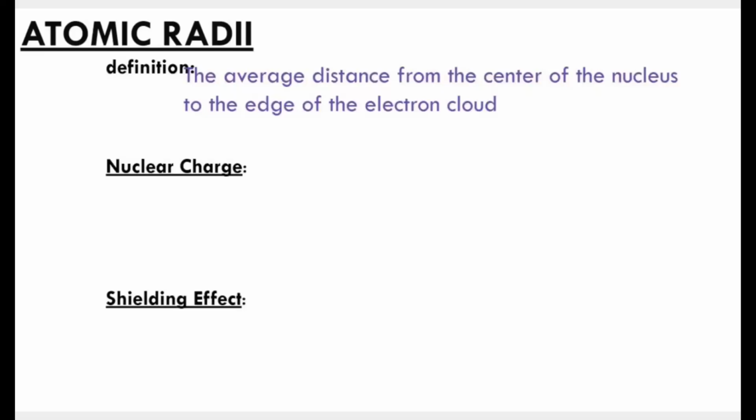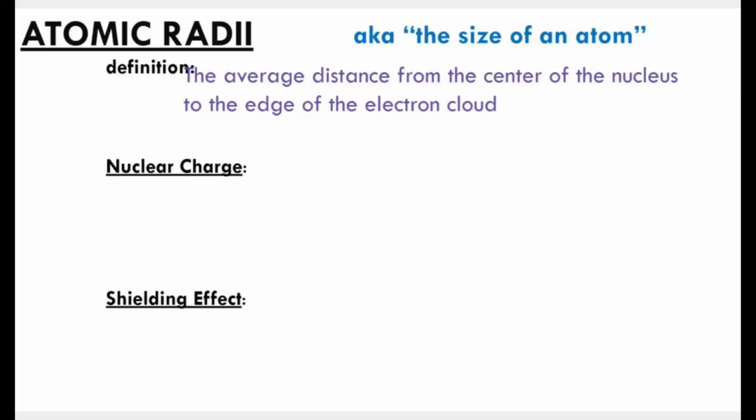That's going to be our main focus for how to do these trends using elements, but first we need to understand a little bit more context. So what is atomic radii or radius? It is the average distance from the center of the nucleus to the edge of the electron cloud. This is basically the definition of a radius, which is, for circles, center to the edge. But since we're talking about atomic radii, it's just a special type of circle. It's the center of the atom, center of that nucleus, to the edge of the electron cloud.